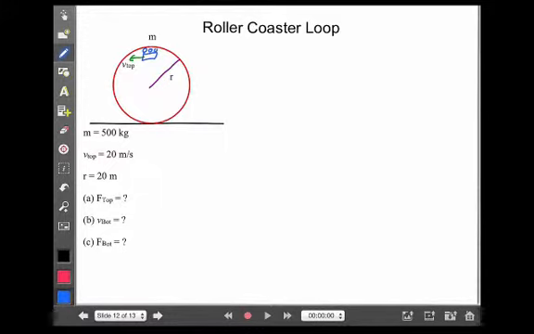Here's an example of a roller coaster going through a vertical loop. Most roller coasters aren't perfect circles. They're actually teardrop shaped. That gives a better ride and a better loop through it, but we'll pretend it's a perfect circle here. So our roller coaster car that has a mass of 500 kilograms is going around this vertical circle. And we're given the fact that it has a velocity of 20 meters per second as it comes right through the top. And the radius of the circle is 20 meters.